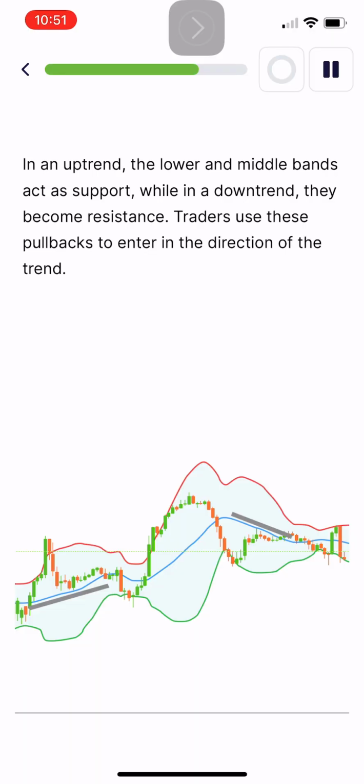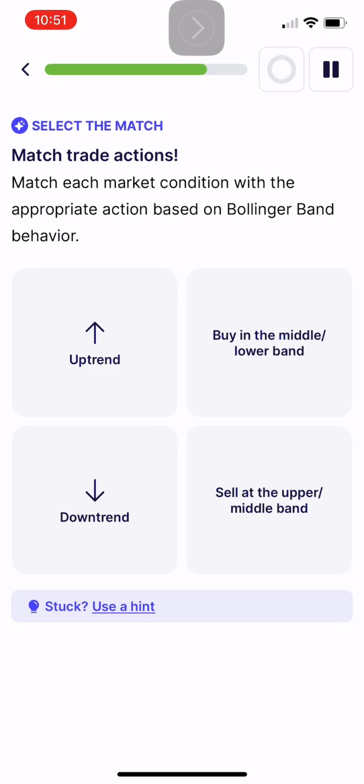In an uptrend, the lower and middle bands act as support, while in a downtrend, they become resistance. Traders use these pullbacks to enter in the direction of the trend. Knowledge check. Match trade actions. Match each market condition with the appropriate action based on Bollinger Band behavior.